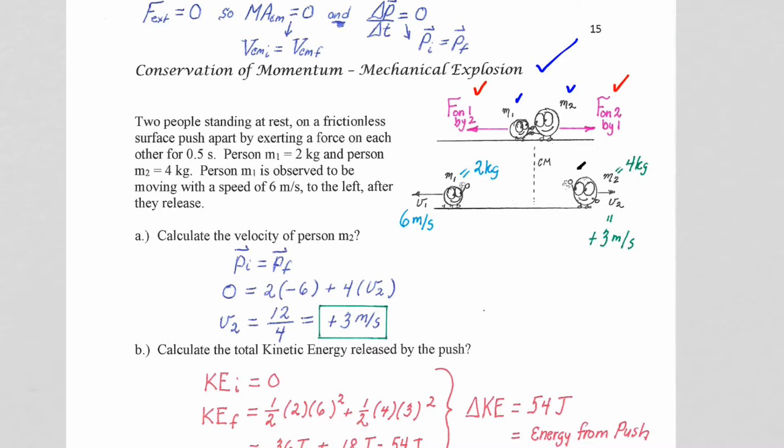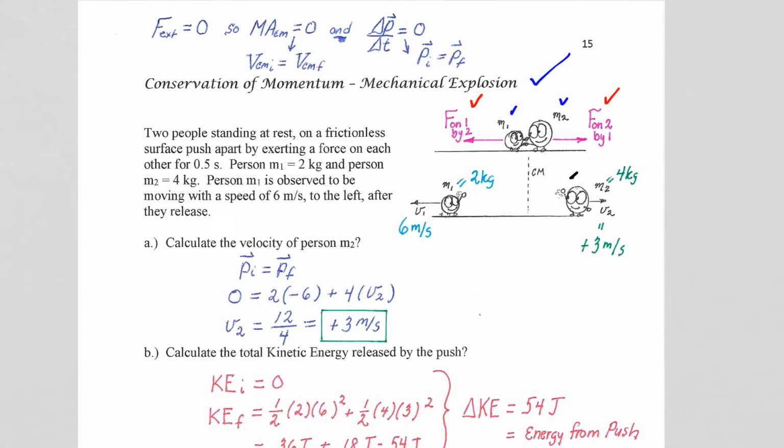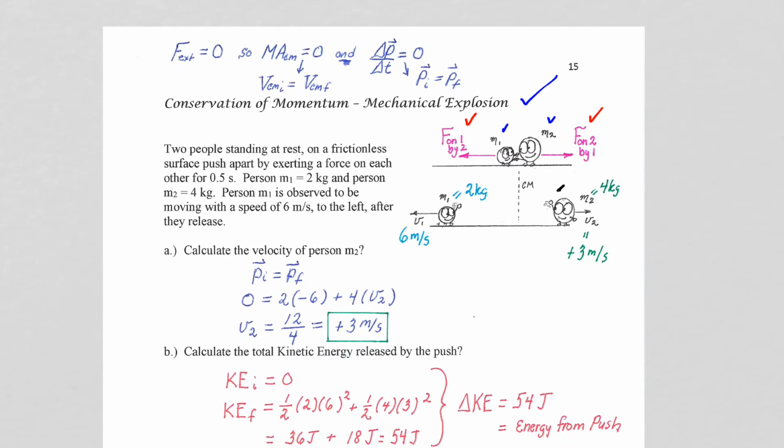So the M2 particle is bigger, it'll move a little bit more slowly to the right. M1 is smaller, will move a little more quickly to the left, as we're going to see. And since it is an explosion, there are only internal forces that are giving energy to these particles. So there are no external forces that we are considering during the explosion process.